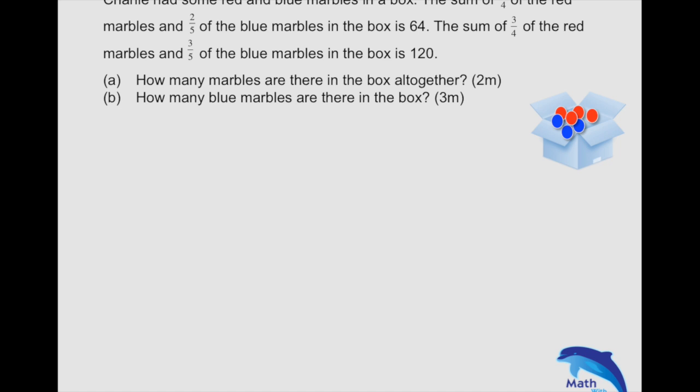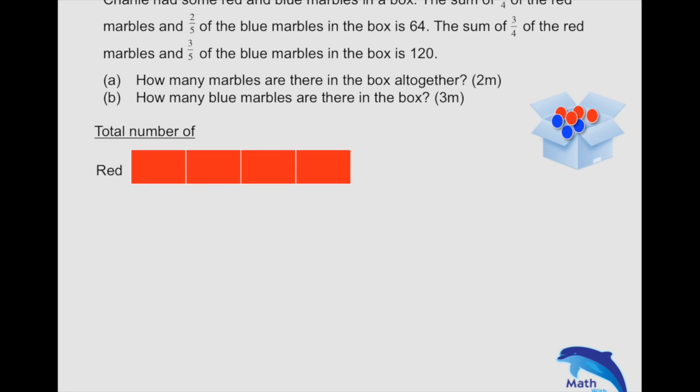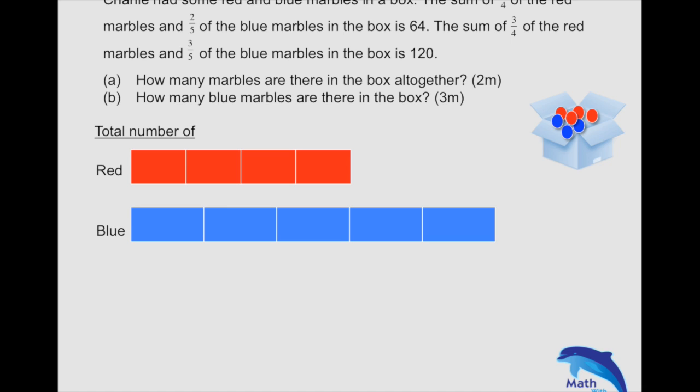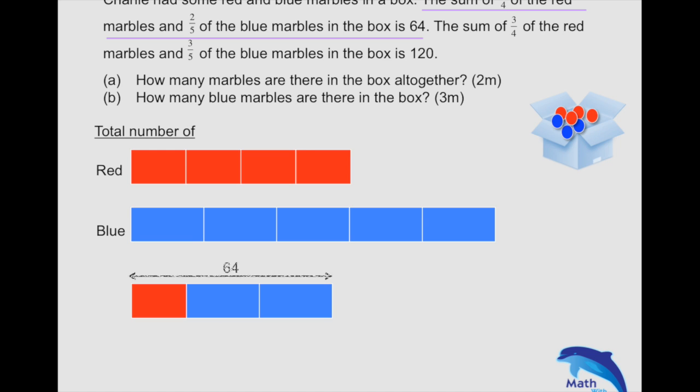1/4 of the red. So naturally, for the total number of red marbles, you will split into 4 parts. 2/5 of the blue marbles in a box. So blue, you will split into 5 parts. Alright, with that, we use the information to solve our question. So 1/4 of the red, meaning 1 block of red, plus 2/5 of the blue, which is 2 blocks of blue. That will give us 64.